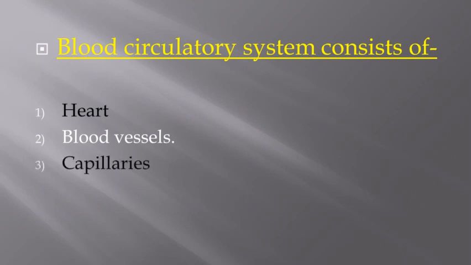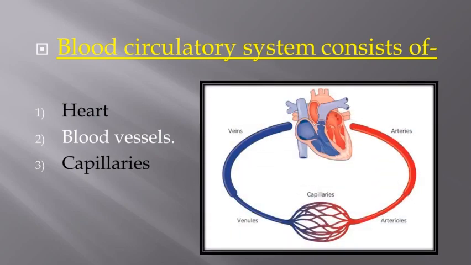So student, blood circulatory system consists of three main parts. First is the heart which pumps the blood, second is blood vessels, and third is capillaries. These three parts are involved in the blood circulatory system. You can see a heart in the middle, and the blood vessels like veins, arteries, and the branches of capillaries.